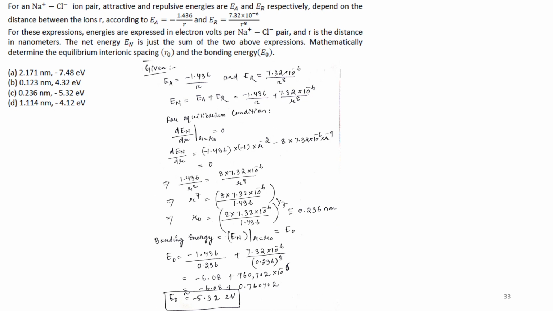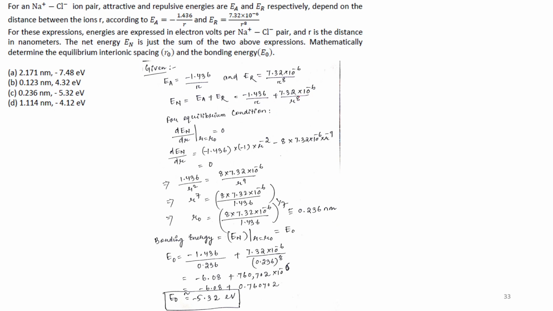The net energy E_N is just the sum of the two above expressions. Mathematically determine the equilibrium interionic spacing R0 and the bonding energy E0. So what are the parameters which are given? E_A is given and E_R is given. So the total net energy will be E_A plus E_R. So we have to add those two things.